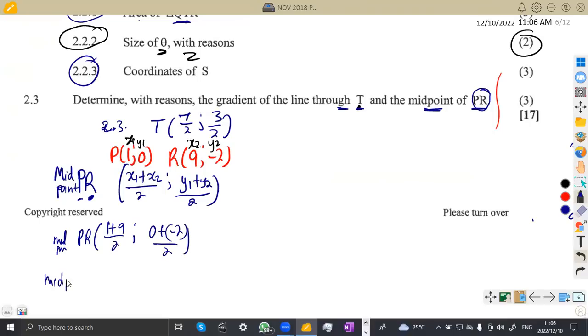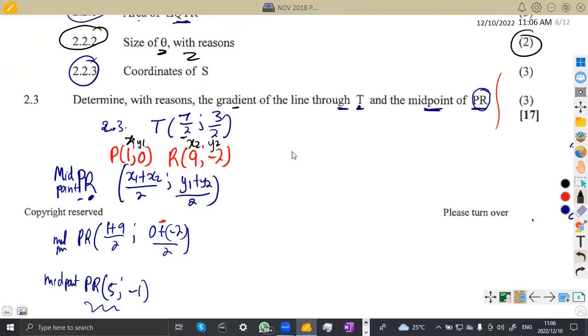So the midpoint of PR is going to be 1 plus 9, that's 10 over 2, which is 5. Or you can just use your calculator. 0 plus minus 2, that's -2 over 2, that's -1. So we have the midpoint, and we have the point T here.